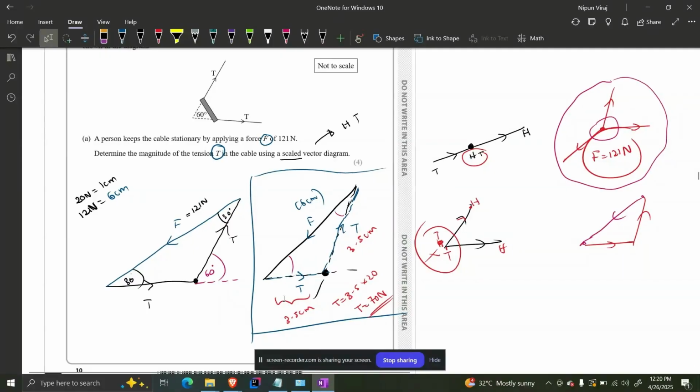So here you get 4 marks. Mainly you get 1 mark for this line, and then another 1 mark for the direction of the arrows. See, it's very important. For marking the direction of the arrows correctly, you get 1 mark, and then the other 1 mark for the shape of the triangle, and then the other 1 mark for this length. So you should be very careful, right? 1 mark for force, 1 mark for direction, 1 mark for triangle shape, and the other mark is for T equals 70 newtons.